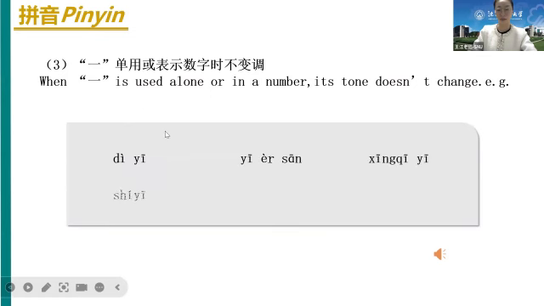So please read these phrases. 一的变调, the tone change of 一. I will ask one of the students to read after me, and pay attention to the tones of this Chinese character.